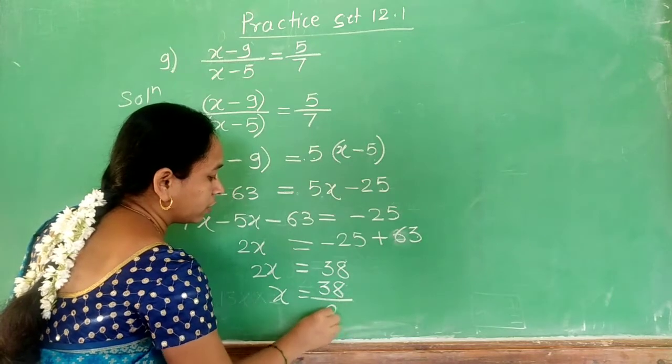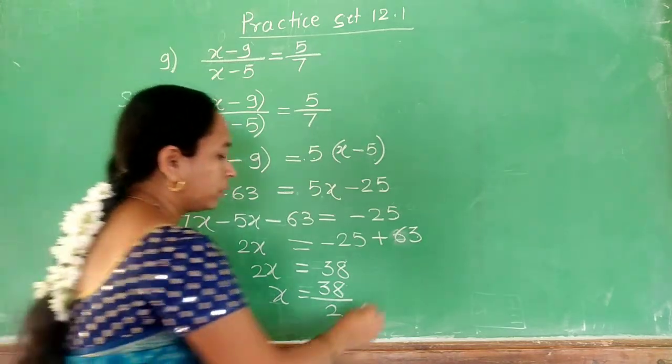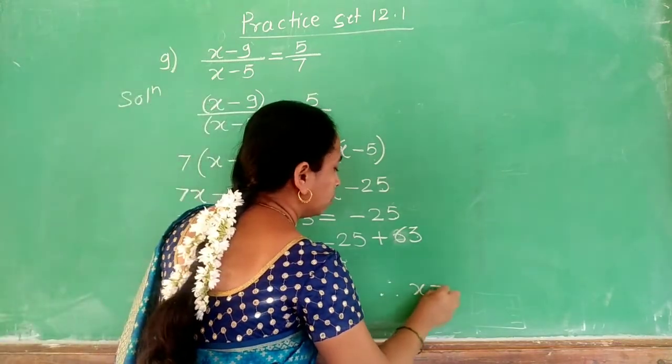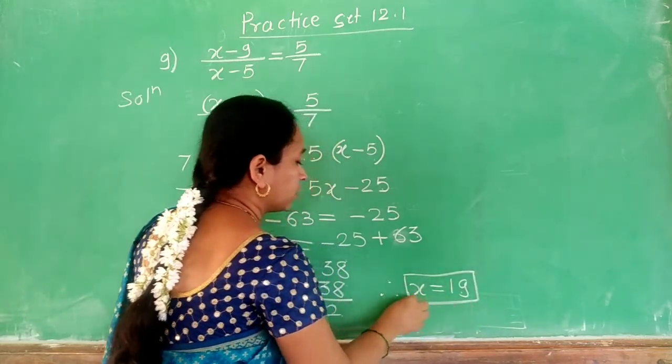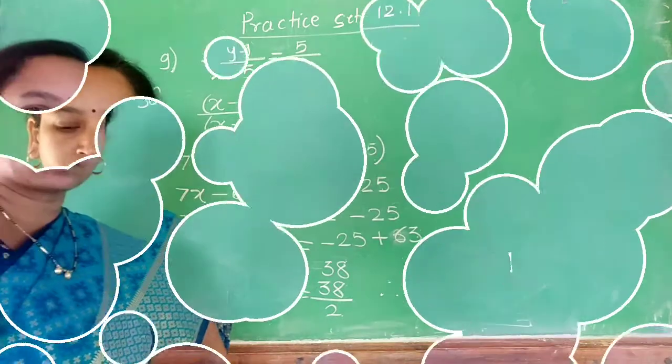2 will shift here, so it is divided by 2. That means x is equal to 19. So our solution is x is equal to 19.